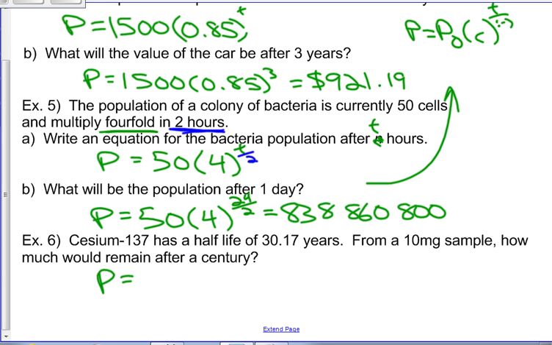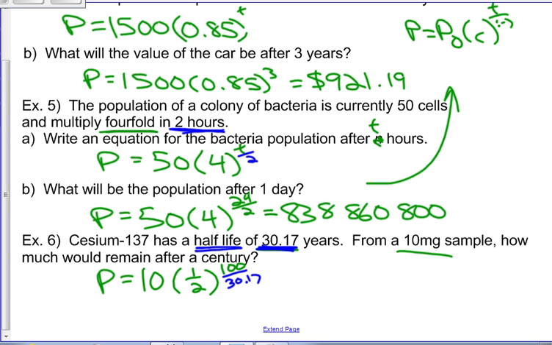Now, you can see here that 10 is going to be your original amount. Whenever we talk about half-life, our c, or our base of our exponent, will be a half. Okay. Has a half-life of 30.17 years. That's telling us how long it takes for one of these halvings. So that's actually the smiley face. The amount of time that's passed is 1 century, or 100 years.